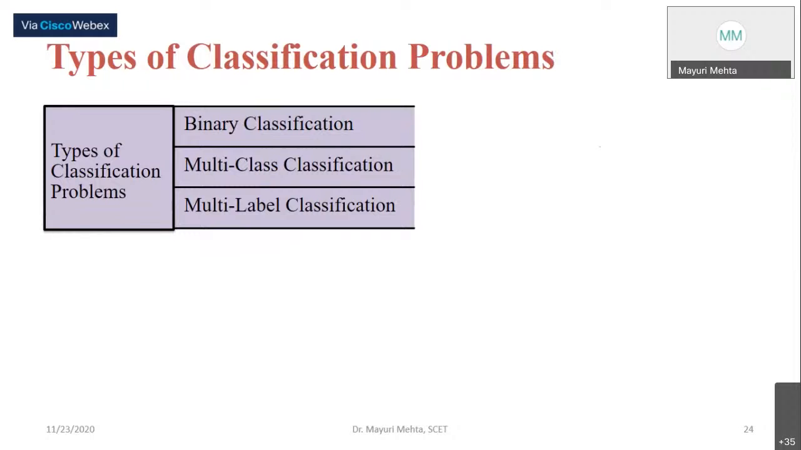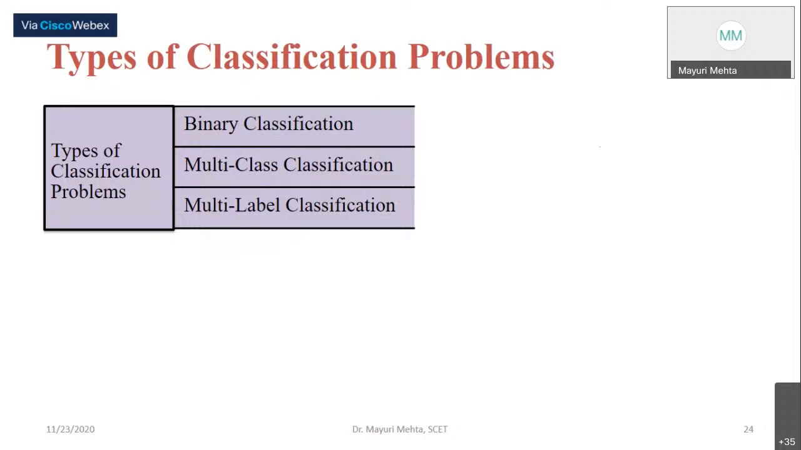Another example is disease diagnosis. Suppose we want to identify from the X-ray whether the patient is suffering from corona disease or not, right? A chest X-ray is considered. Now the output would be either 1 or 0. Maybe 1 represents the patient is suffering from corona disease, and 0 represents the patient is healthy, not suffering from corona disease. So these are binary classification problems.